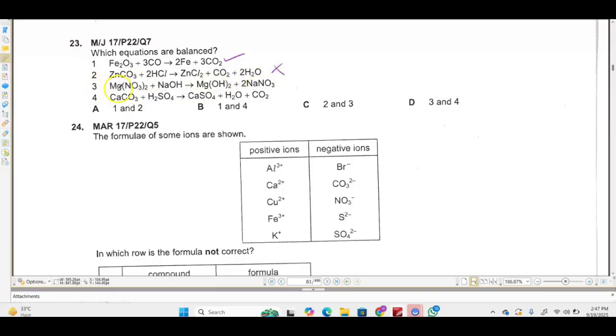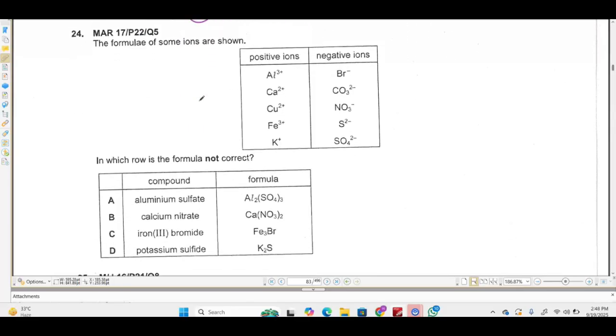In MgNO3, Mg is balanced. Nitrate is in O3, nitrate is not balanced at all, so this is not balanced. In this one, calcium is balanced, carbon is balanced, oxygen is 7, 4, 5, 6, 7. Oxygen is balanced as well, hydrogen is balanced as well, so this is balanced. So 1 and 4 are balanced.